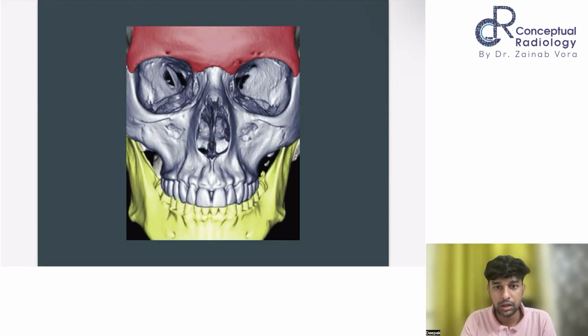And the last thing is the DSA, digital subtraction angiography. It can be used for both diagnostic and therapeutic purposes. But in the current era, we use CT angiography, so the diagnostic role is very less. The therapeutic role plays a very important part in the management of epistaxis, bleeding, post facial fractures.